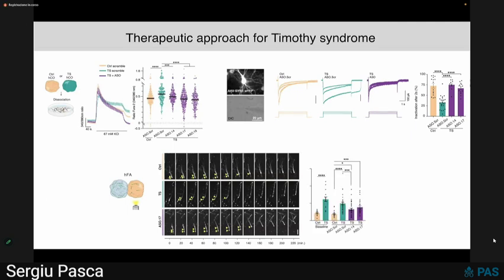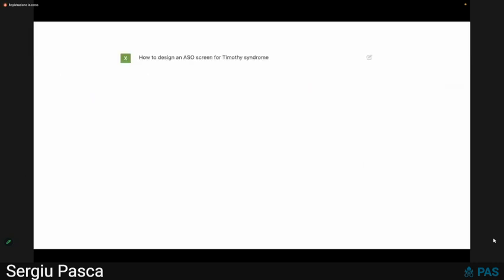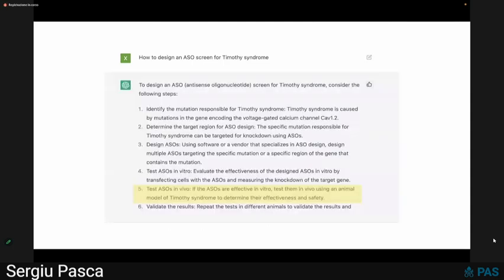So you may wonder, for a disease like this that is very severe, highly penetrant, for which there's no animal model that recapitulates the disease, what is the next step therapeutically? So you can actually ask again ChatGPT, and this is not me, but this is Xiaoyu who's asking, what would you do for a screen for Timothy syndrome? It actually will tell you, again, very, very well, what are the stages?